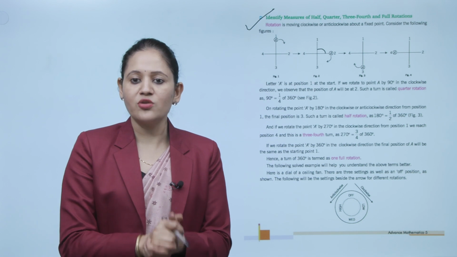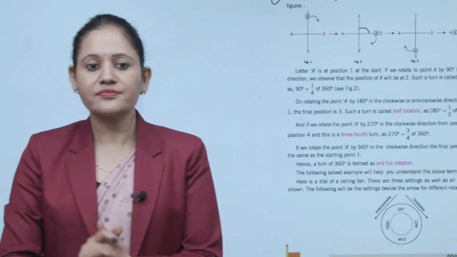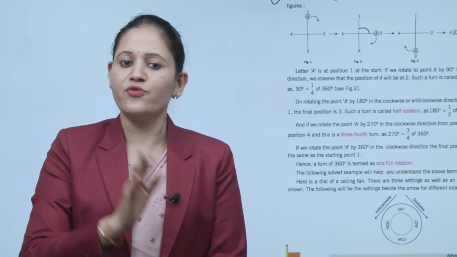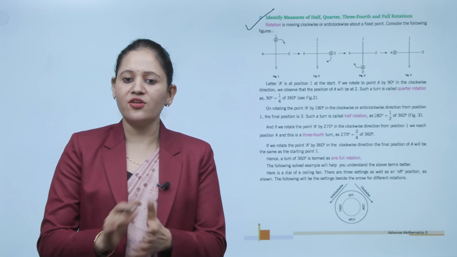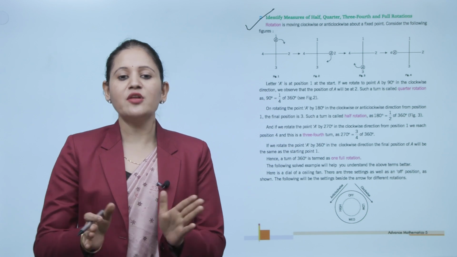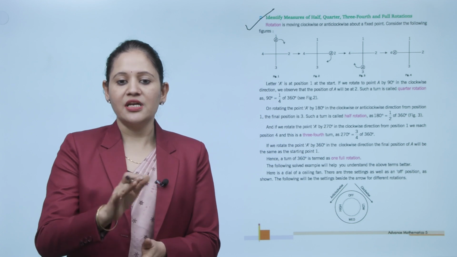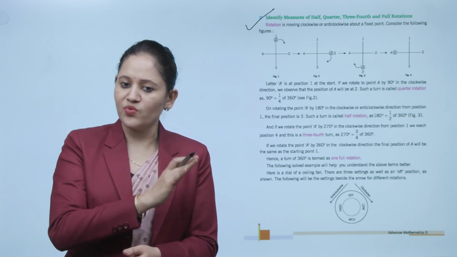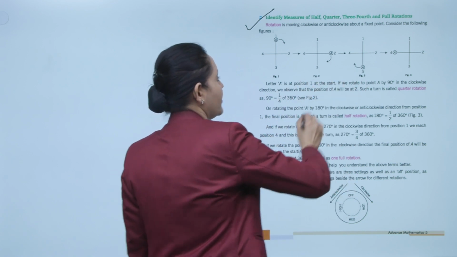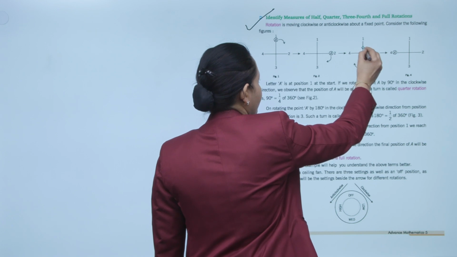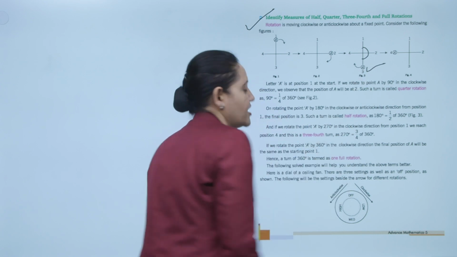Such a turn is called a quarter turn. This turn of 90 degrees is called a quarter turn. Clear? 90 degrees equals 1/4 of 360 degrees. On rotating the point A by 180 degrees clockwise or anti-clockwise from position 1, the final position is 3. Such a turn is called a half rotation. 180 degrees equals 1/2 of 360 degrees. So if we do a half rotation from the first position by 180 degrees, clockwise or anti-clockwise, what will the position be? 3.